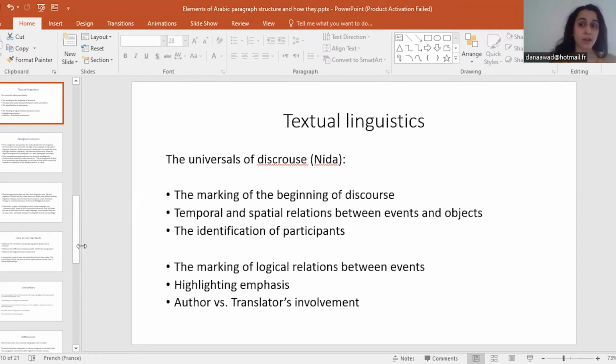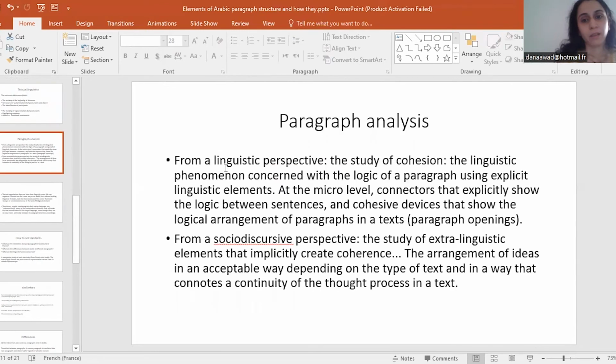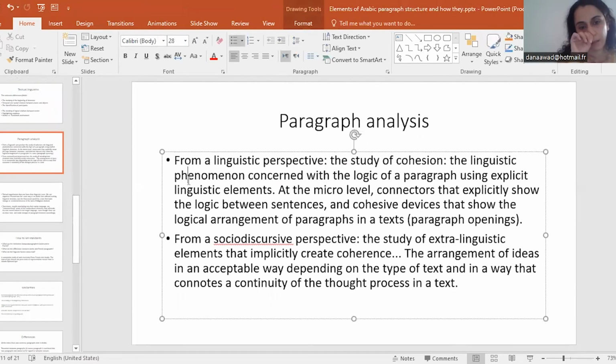And then the marking of logical relations between events, highlighting emphasis, and the author's involvement versus the translator's involvement. The final 3 are sometimes modified when the translator feels it necessary. So from a linguistic perspective, when we analyze a paragraph, or several paragraphs in a text, we analyze their cohesion and their coherence.